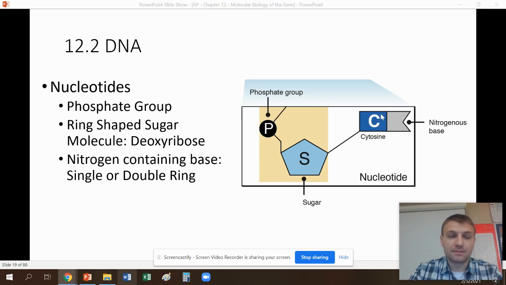So a nitrogen-containing base, or nitrogenous base, is just a molecule that's going to have nitrogen in it. So just remember that these guys are going to have nitrogen. And if you remember back from chapter 3, when we did the macromolecules, we talked about the different elements that were in each macromolecule. Nitrogen is one of those that's very specific to DNA.